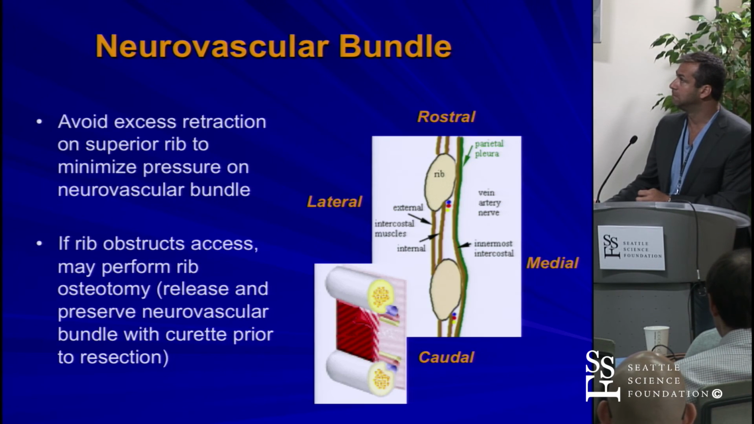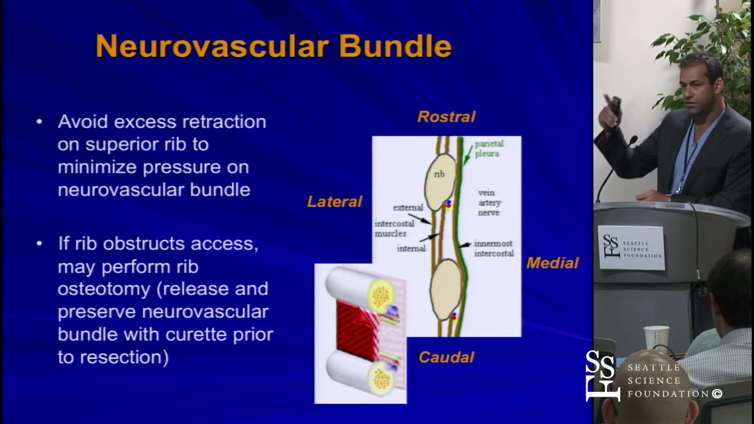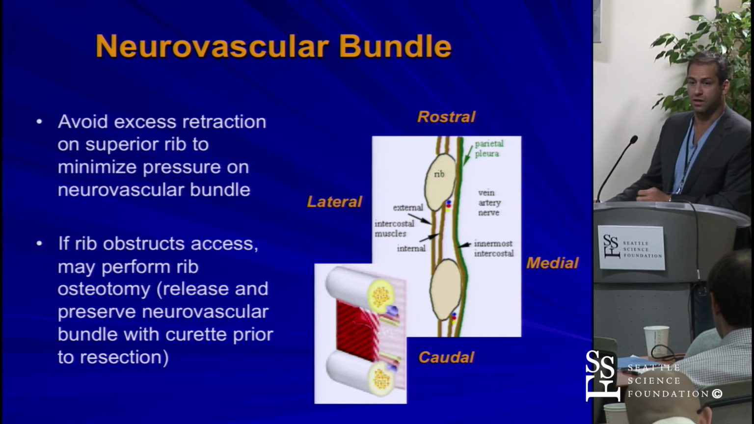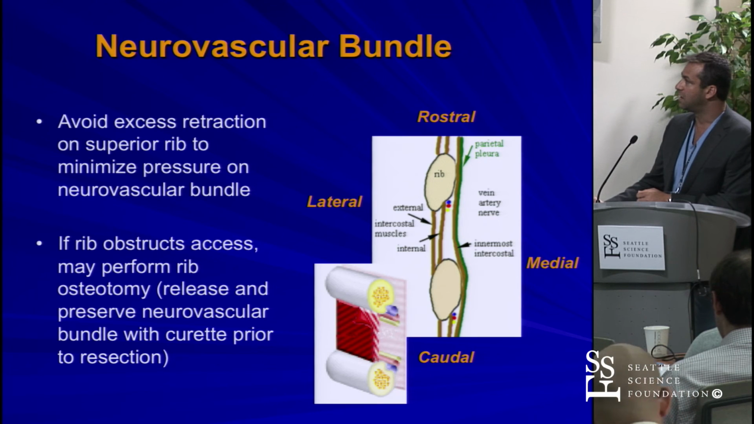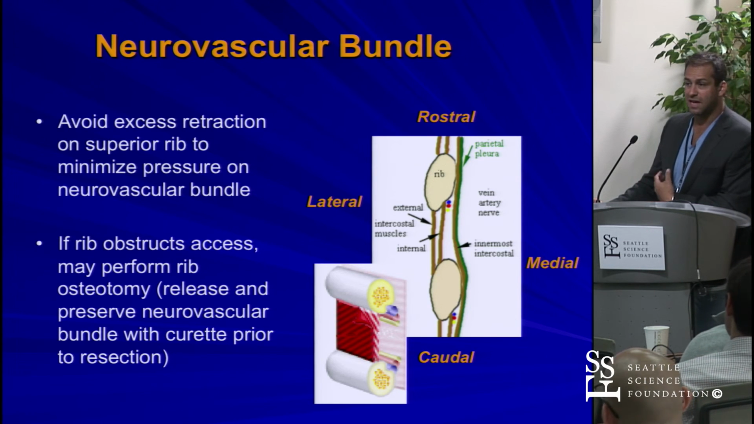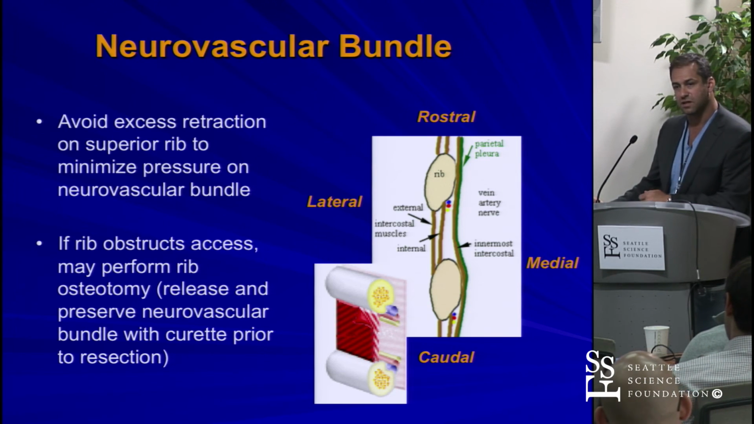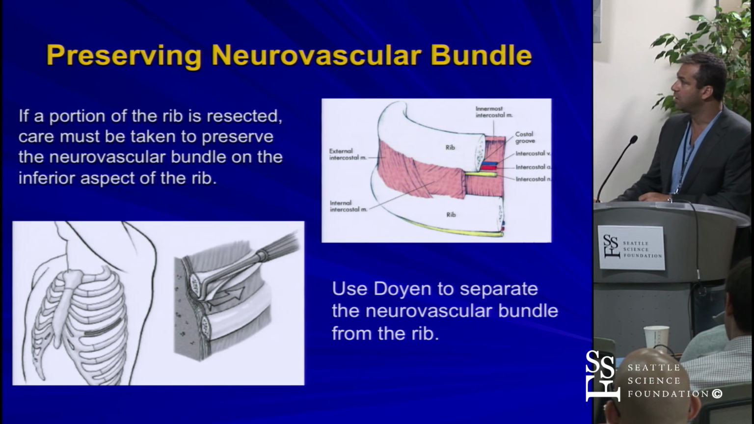So, the neurovascular bundle, right? That neuralgia that we talked about, it's very important to avoid excess retraction. The neurovascular bundle sits at the bottom of the rib above. So oftentimes, if you're coming down, what you want to do is find the rib below and stay on top of that. And that's something that you'll see in a moment in one of the videos here. If you do need to perform an osteotomy of the rib, and I have yet to have to do this, but I think Juan does this a fair bit, you can use a Doyen, and again, the bottom line is you want to spare the neurovascular bundle.